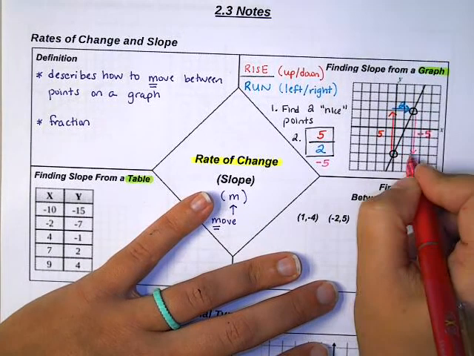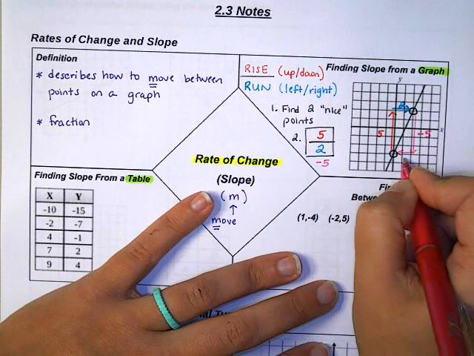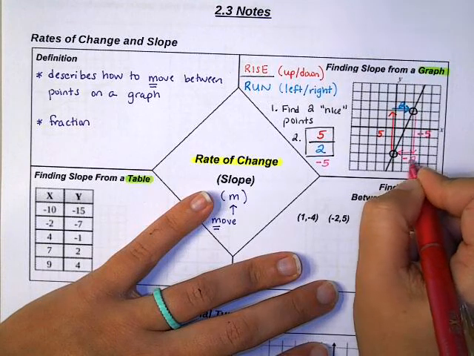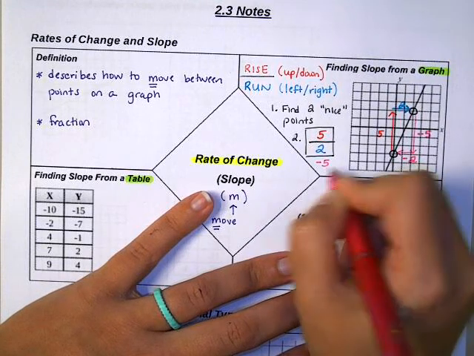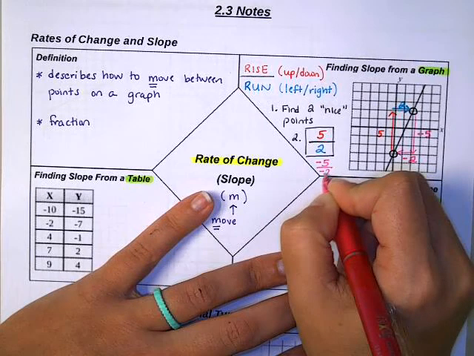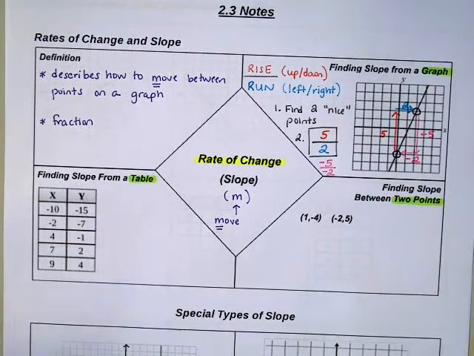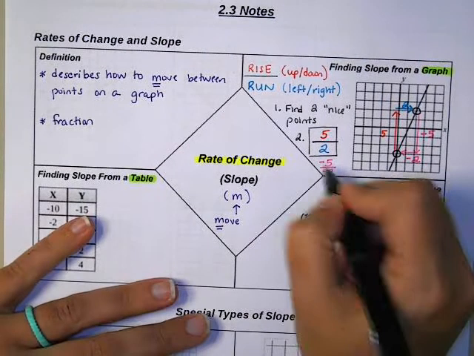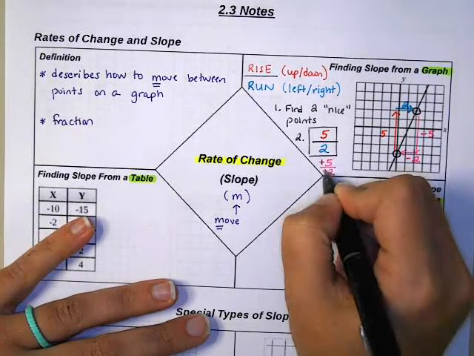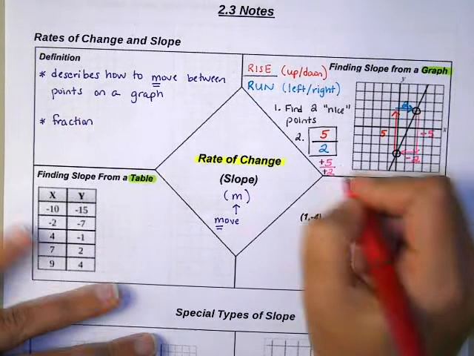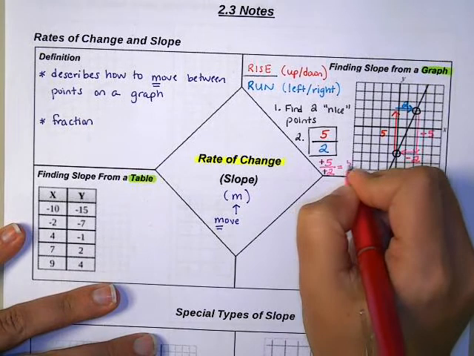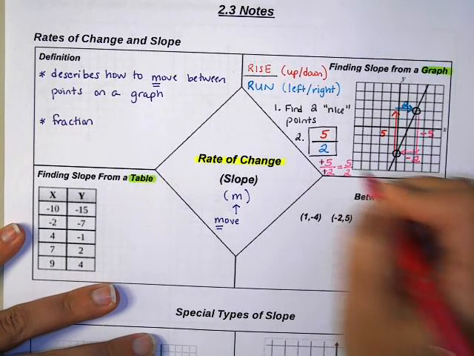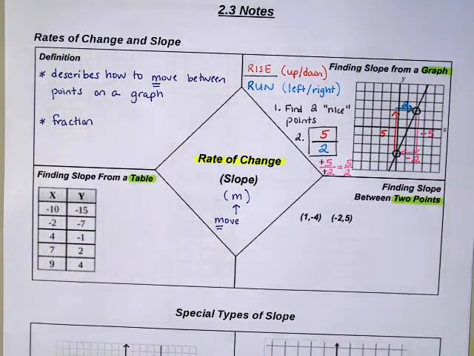Then I would go to the left 2 boxes. So I would make that a negative 2. So the bottom number of my fraction would be negative 2. Now, one of the things we know, the properties of numbers that we know, is that when we divide two negatives, they become positive. So my final answer here would still be 5 over 2.